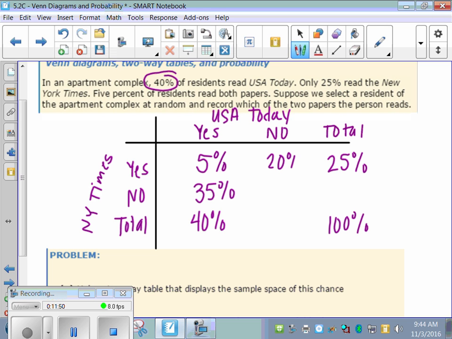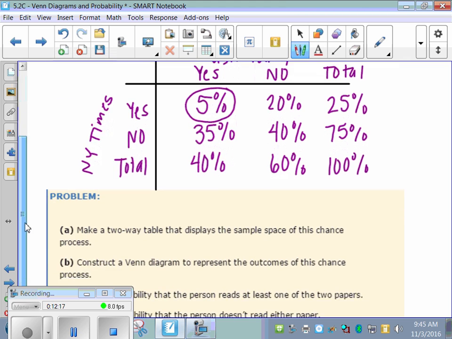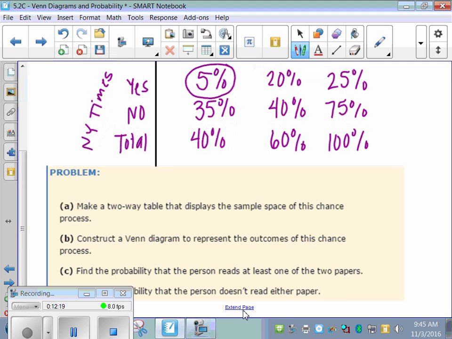20%. Okay. And for USA Today, we have 40% that read it, which means 60% don't read it. And New York Times, if 25% read it, 75% don't read it. So subtract in either direction, and we get a 40% in the middle. Okay? So you have to always assume, you guys, this is the overlap, and these are your totals they're giving you. Okay? Now we're going to do a Venn diagram.